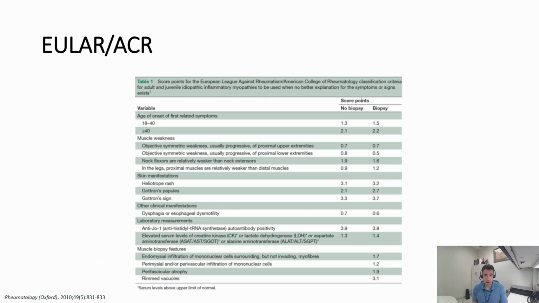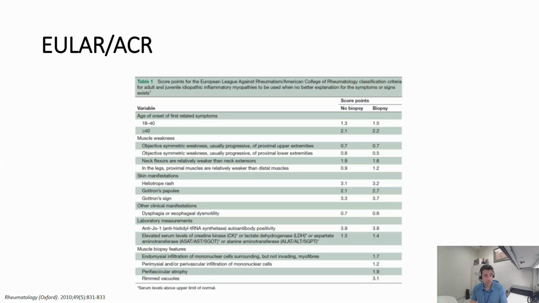For the EULAR ACR classification criteria, it is based on whether there is a biopsy or whether there is not a biopsy. In this slide, you can see the variables and the points associated with whether a biopsy was done or not. By way of example, take age of onset of symptoms. If the patient is over 40, in the absence of a biopsy, they would obtain 2.1 points.